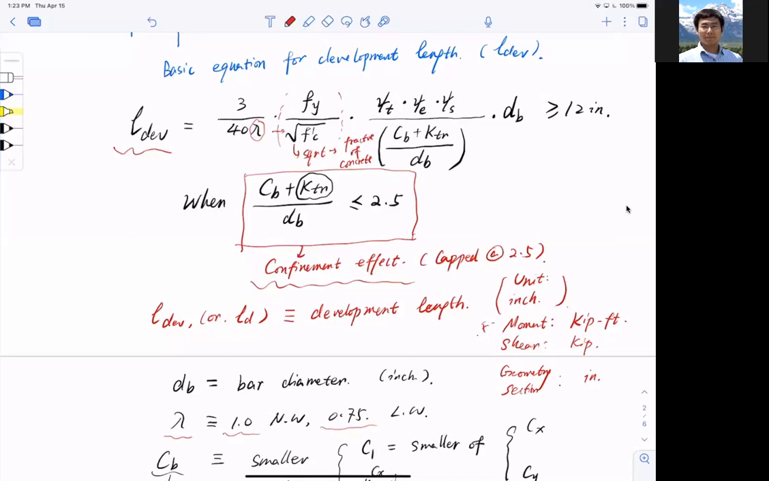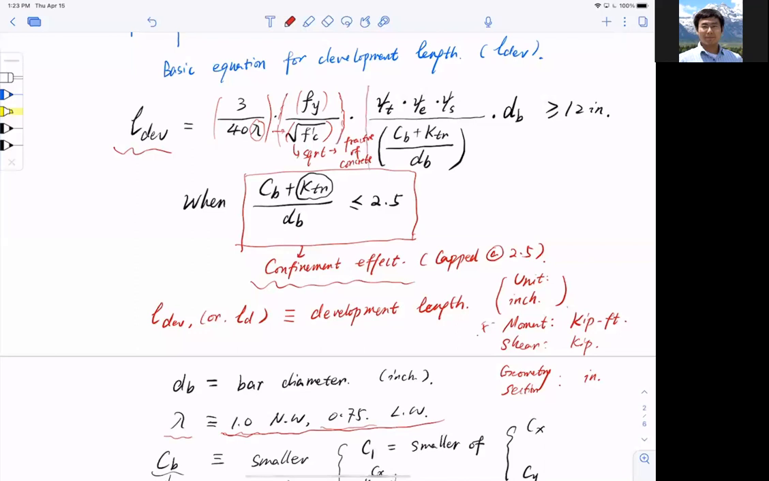So think of it, the stronger the concrete is, the shorter the length you need to develop the steel to the yield strength. And of course, the higher the yield strength the steel has, the longer the development length it takes to build that stress. So that is the second term. The first term you can think of as just an empirical equation, 3 over 40, that's a fitting coefficient. Lambda is the weight of the concrete. And the second term is a ratio between the strength of steel and the strength of concrete.